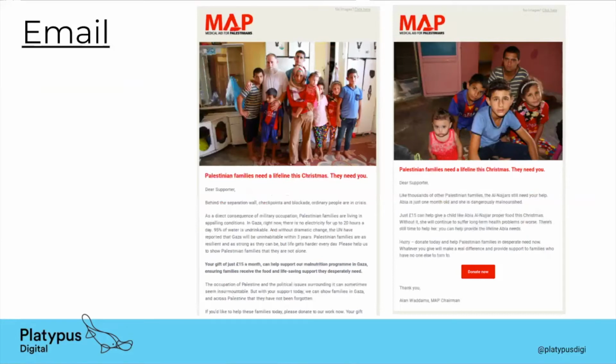Then in the emails, you'll start to see a theme here. We're trying to keep it nice and consistent in terms of brand colors and imagery. But on the email, we've got more chance to explain our story and to explain what the need is and to explain what the person can actually do to help the campaign. So we've got a nice clear call to action.